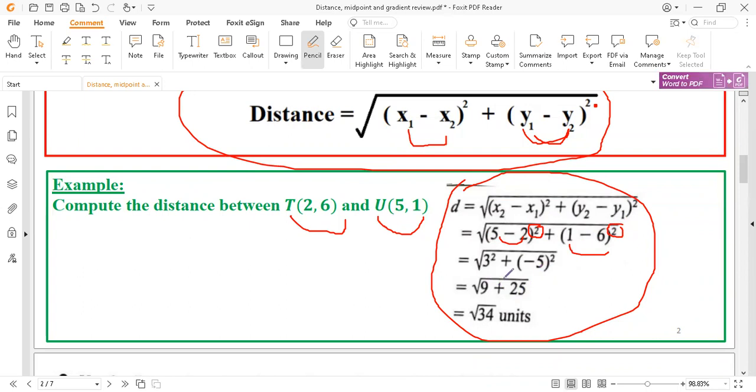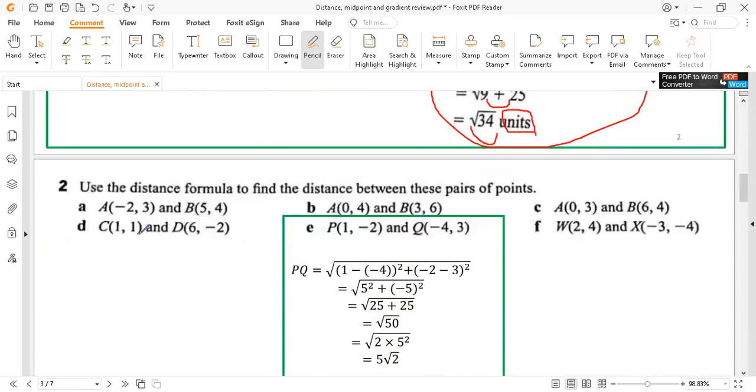So we obtain, using the calculator, 3 squared is 3 times 3, which is 9, and minus 5 times minus 5 is 25. Then we evaluate the sum, and we obtain radical 34 units of length, because we are evaluating the distance between these 2 points. Easy.